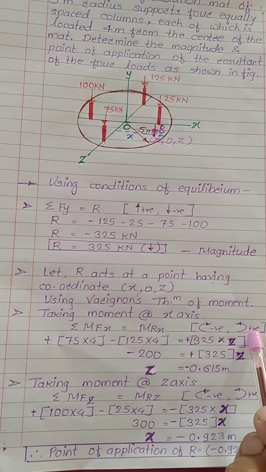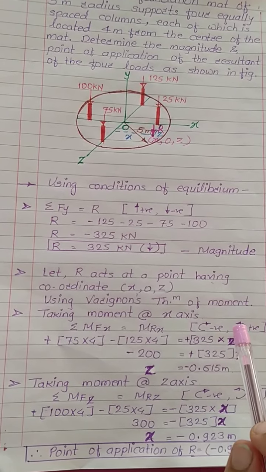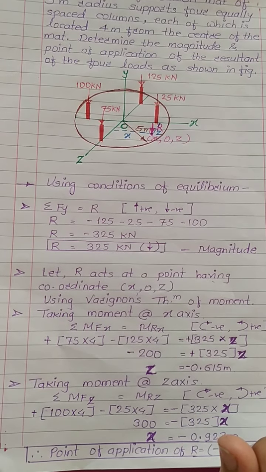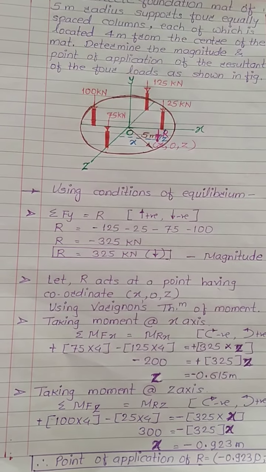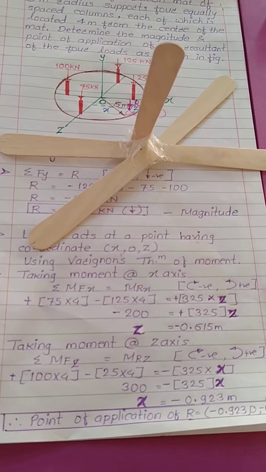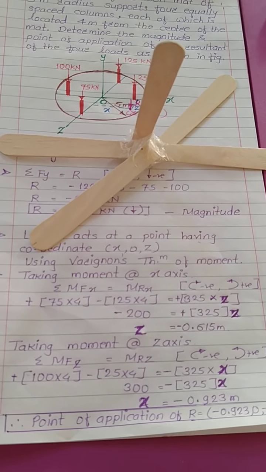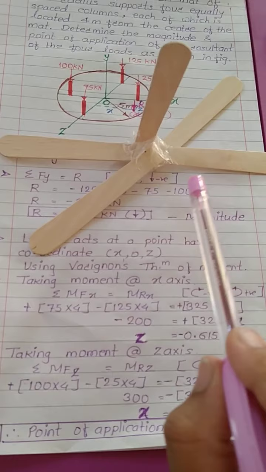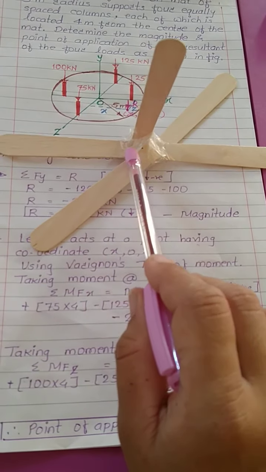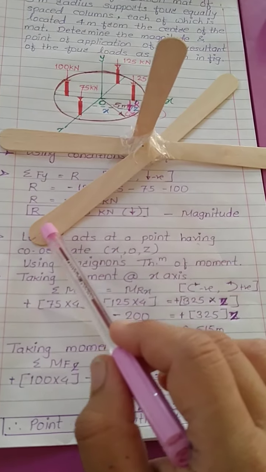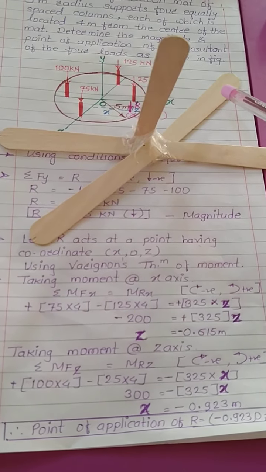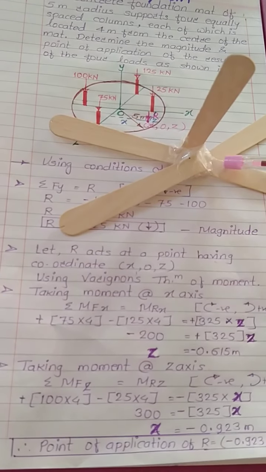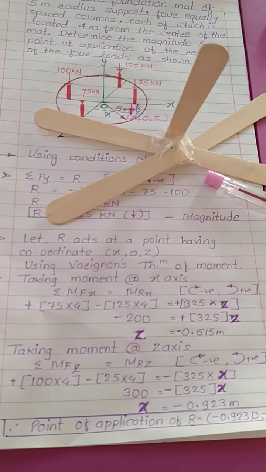Now how to take moment? For this I have prepared one small setup to explain how to take moment. Here I have used these sticks to explain how to take moment. Now look, this is my y-axis, this is my positive x-axis, this is my negative x-axis, this is the positive z-axis and this is the negative z-axis. Now look, I have to take moment about the x-axis.